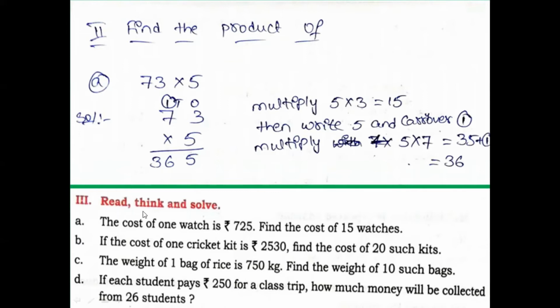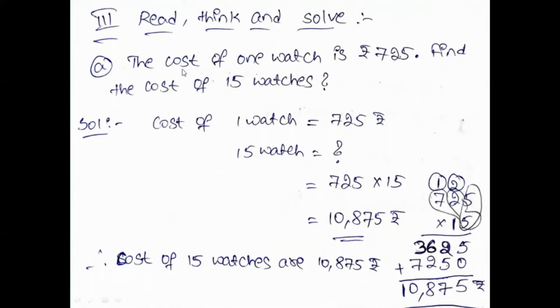Read, think and solve. The cost of one watch is 725 rupees. Find the cost of 15 watches. The cost of one watch is 725 rupees. Like that, 15 watches, how much? 725 into 15. See here, we have to multiply 725 into 15. This is the hundreds place. Okay, ones, tens, hundreds.